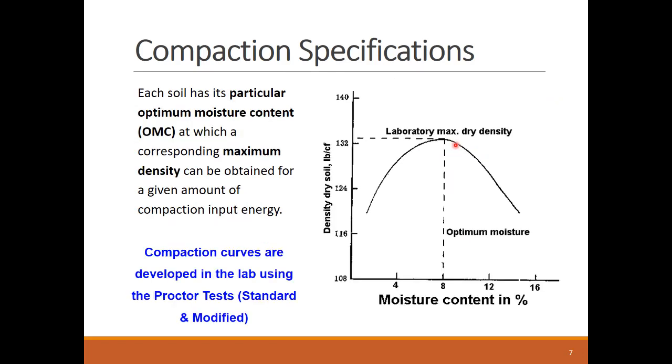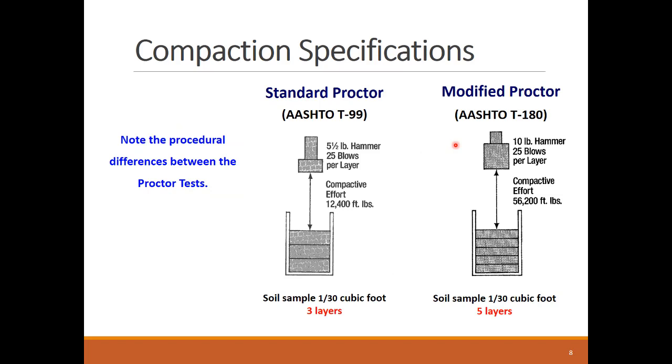Let's now see how these compaction curves for different soil types are developed using the Proctor tests. Proctor test is the most common standard soil compaction test in identifying the optimal moisture content and corresponding dry density. There are two versions of the test: the standard Proctor test and the modified Proctor test. Both tests are standardized by the American Association of State Highway and Transportation Officials, AASHTO. The standard and modified Proctor tests share the same procedure, but with variations to the sample preparation and applied compaction energy.